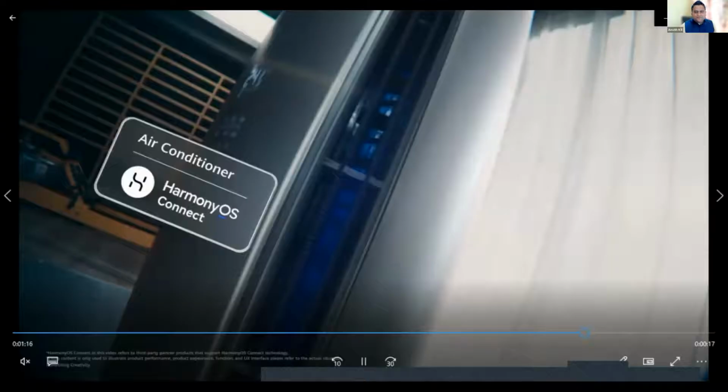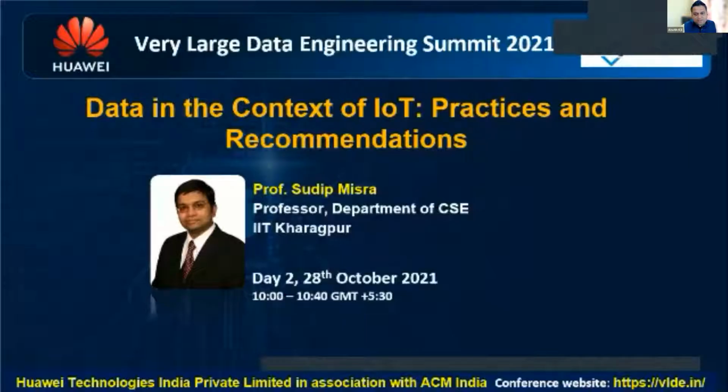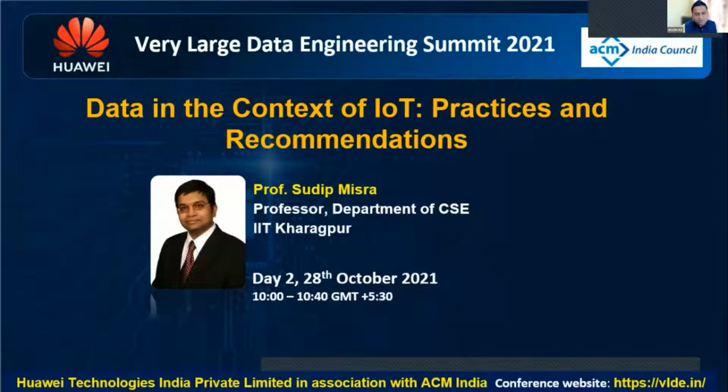We have with us Professor Sudip Misra, who is the professor and Abdul Kalam Technology Innovation National Fellow in the Department of Computer Science and Engineering at the Indian Institute of Technology, Kharagpur. He received his PhD degree in computer science from Carleton University in Ottawa, Canada. His current research interests include wireless sensor networks and Internet of Things. Professor Misra has published over 350 scholarly research papers and 12 books. He has won 9 research paper awards in different conferences.